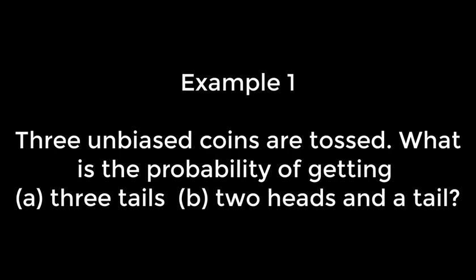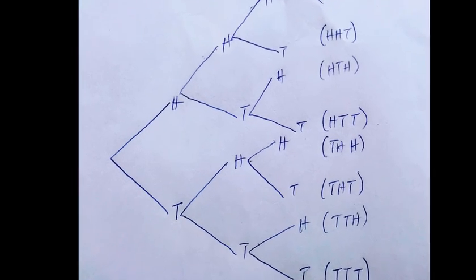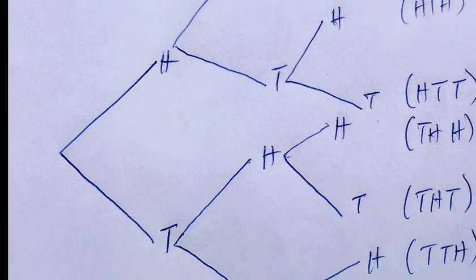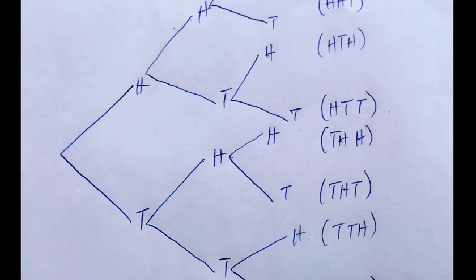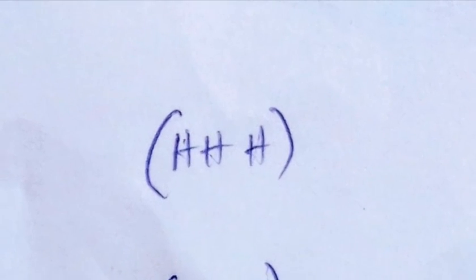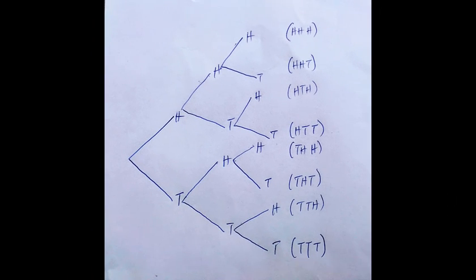The first thing to do in this case is to draw your tree diagram. The coin was tossed 3 times, so you have to draw the tree diagram for the 3 times it was tossed. For the first toss, you have 2 outcomes, which is the head and the tail. For the second toss, you have 4 outcomes, the head, the tail, the head, the tail. Then for the last toss, you have 8 outcomes. So after tossing it 3 times, we're going to have the outcomes: head, head, head; head, head, tail; head, tail, head; head, tail, tail; tail, head, head; tail, head, tail; tail, tail, head; tail, tail, tail.